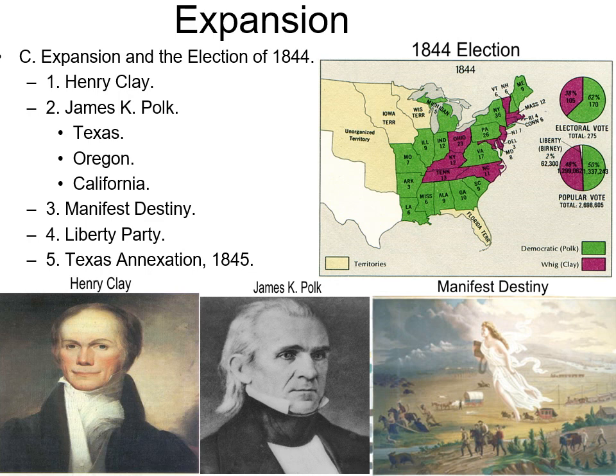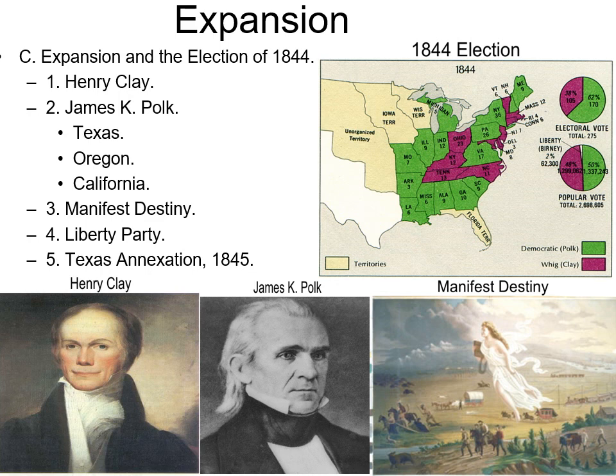There's actually a newspaper man by the name of O'Sullivan in New York who coined the phrase manifest destiny. But it was this idea that it was America's God-given destiny to expand out to the West. That America needed to extend democracy, capitalism, Christianity, baseball, apple pie, all things American, all the way out to the Pacific Ocean.